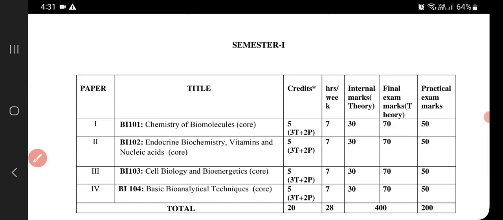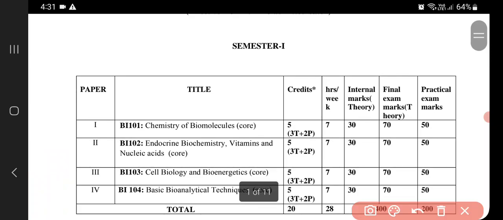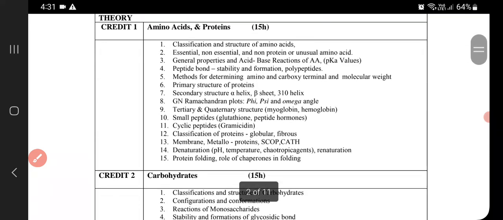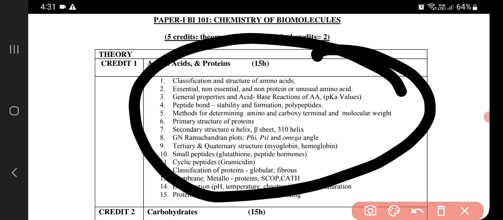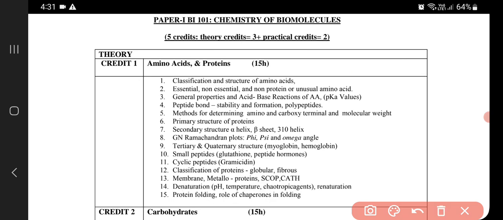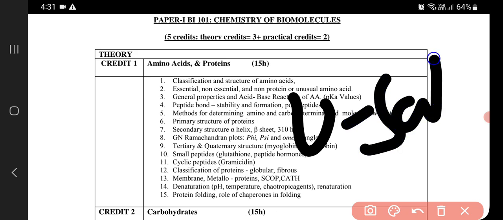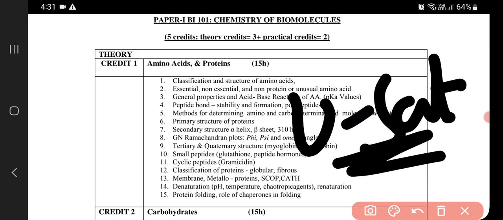So let's see the 101 paper. We'll be having 4 papers in this syllabus, right? 4 papers we have. First we'll be going to see the chemistry of biomolecules. Here in the chemistry of biomolecules you can see credit 1. This whole credit 1 you can get from U Satyanarayana. You can read this from U Satyanarayana.